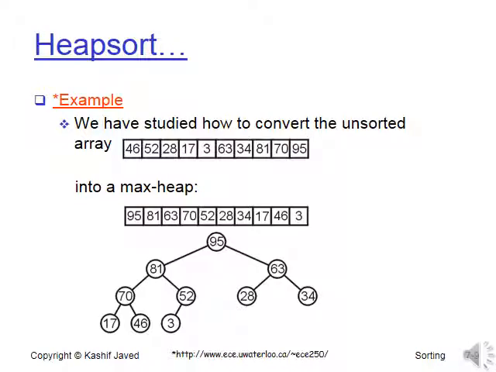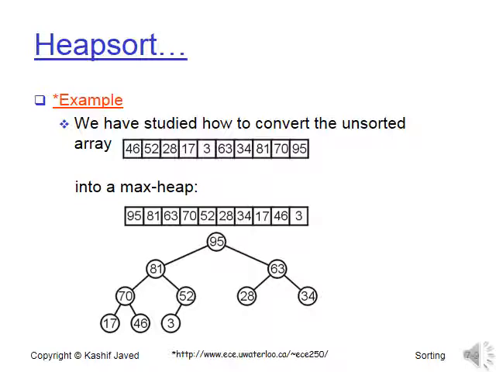If the value at the node n is greater than or equal to the value at each of the children of n, the heap is called a max heap. Similarly, if the value at the node n is less than or equal to the value at each of the children of n, then the heap is called a min heap.